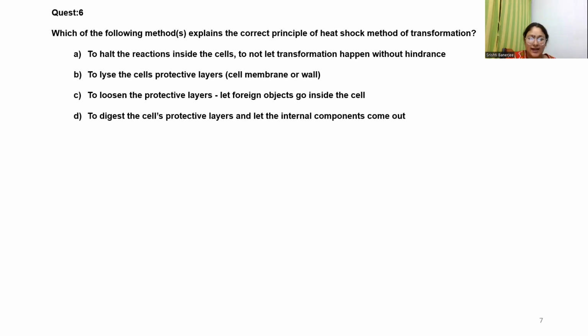Lysis is a permanent action. It cannot be reversed. Once you lyse the cell layers, it's lysed, and you cannot reverse it. Loosen, yes, you can reverse it. You loosen the protective layers, which is the cell wall, you let the DNA go in and again you close it. Heat will open the pores and cold will close the pores. So that is how it happens.